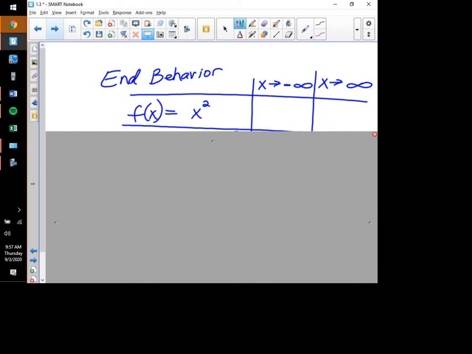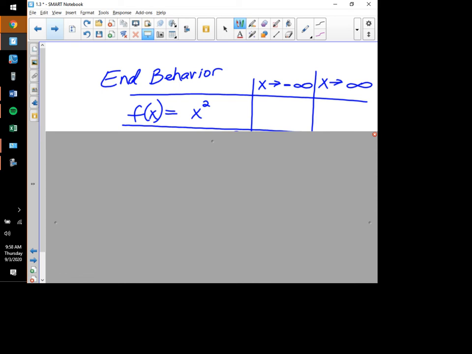So let's deal with a simple one here. f of x is equal to x squared. And the questions I'm asking in these two boxes over here are, as x approaches negative infinity, what happens to your value of y? Now, I'm hoping that eventually, if not already, you guys can close your eyes and imagine this and think about what's happening.